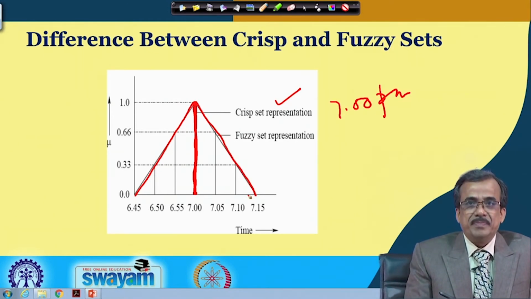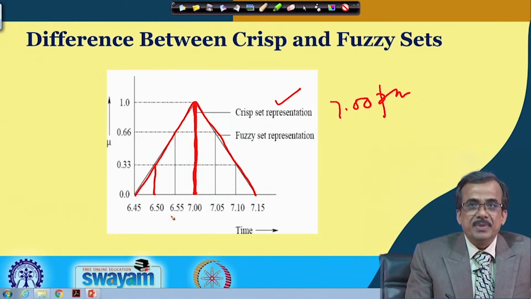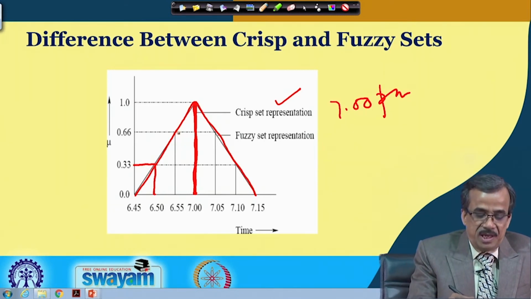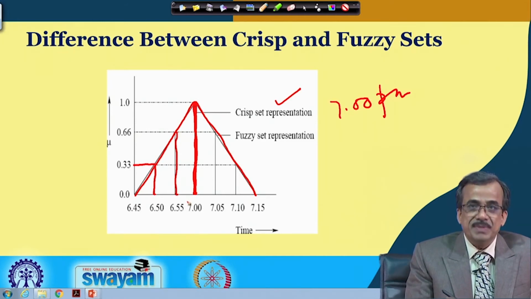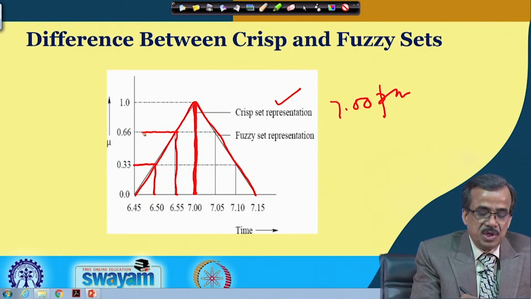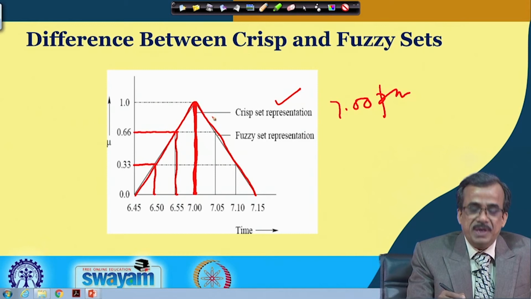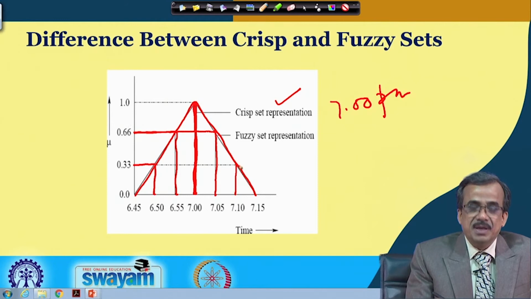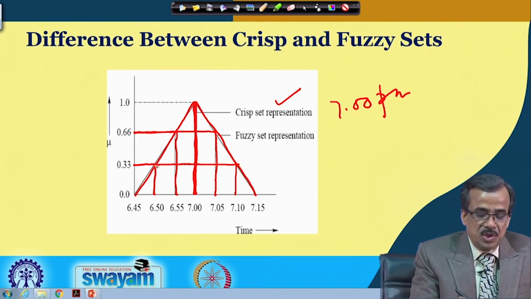That means, if some of my friends come at 6:50, we will assume that they have come at 7 p.m. with the membership function value 0.33. Similarly, if a friend comes at 6:55 p.m., it is assumed that he has come for the dinner scheduled at 7 p.m. with the membership function value 0.66. Same is the situation if he comes at 7:05, that means 5 minutes past 7, then we will assume that he has attended the party at 7 p.m. with the membership function value 0.66, and if he comes at 7:10, we will assume that he has come at 7 p.m. with the membership function value 0.33.